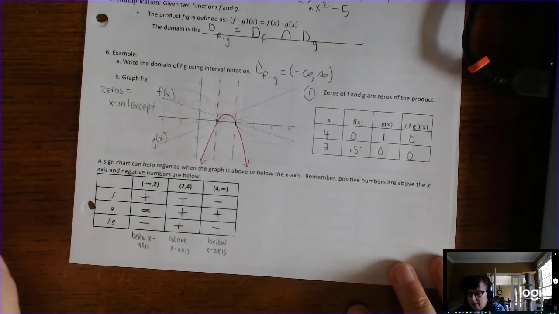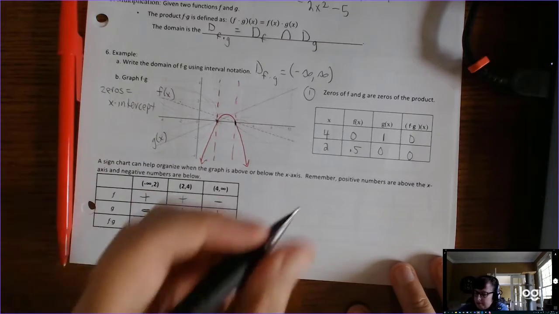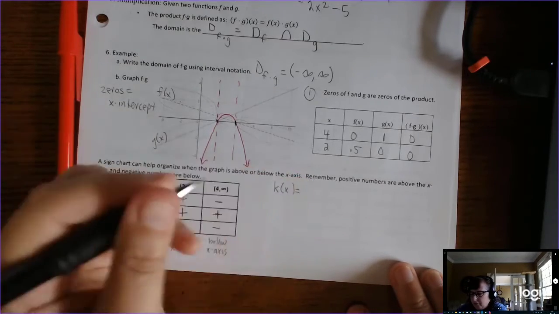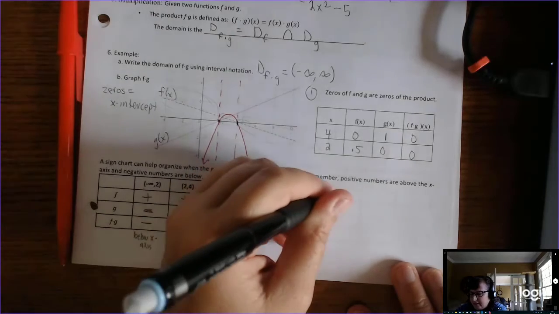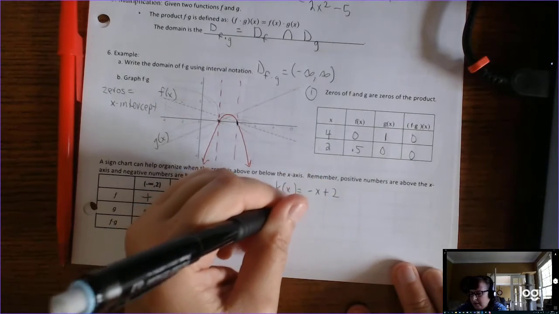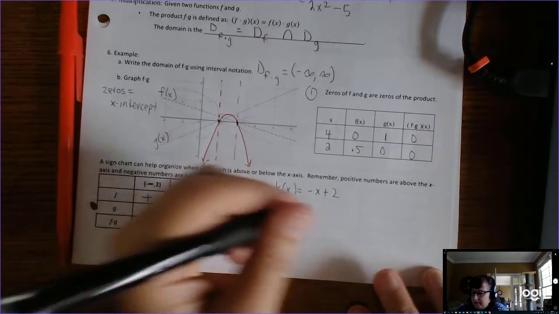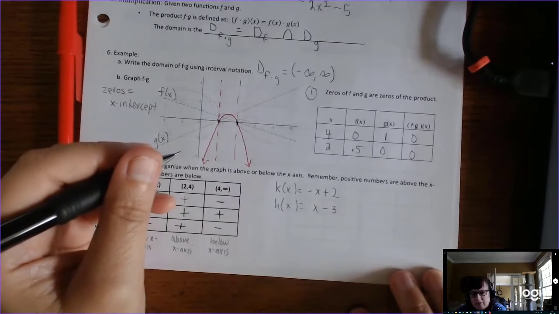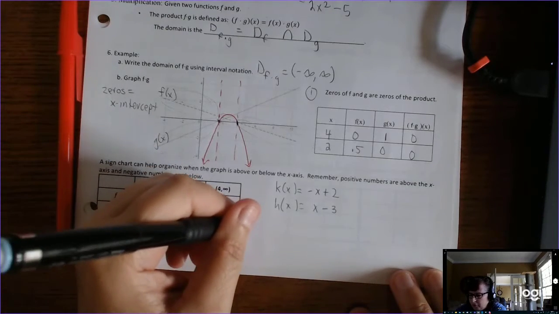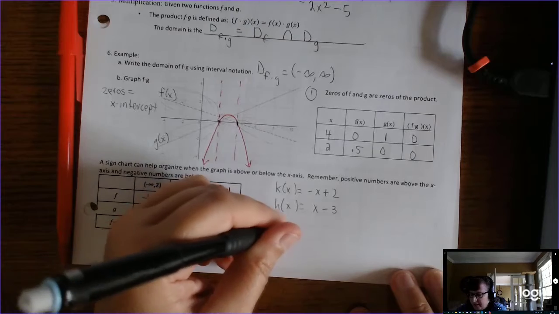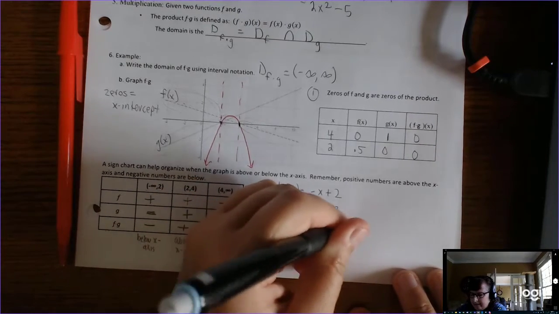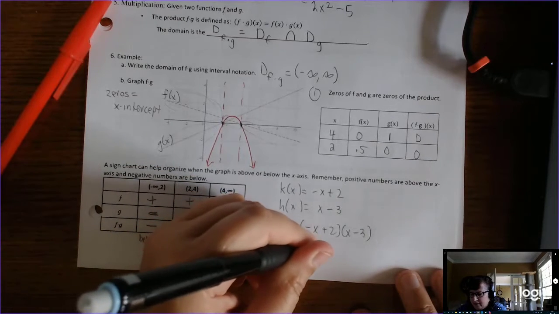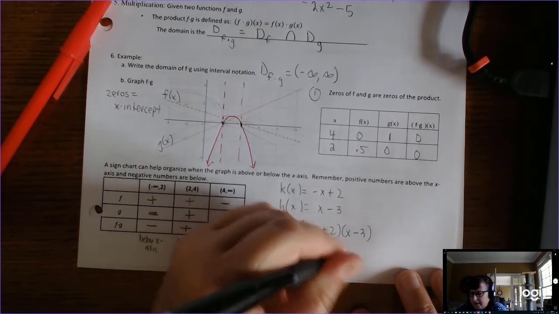Here's the reason why. I don't want to figure out what these functions are, so I'm going to use different ones. So let's say the first one is negative x plus 2, and the second one is positive x minus 3. What's going to happen if you multiply those two together? So if we multiply k times h together, that's this. And we know how to multiply those together. You FOIL, that's going to be negative x squared plus 5x minus 6.